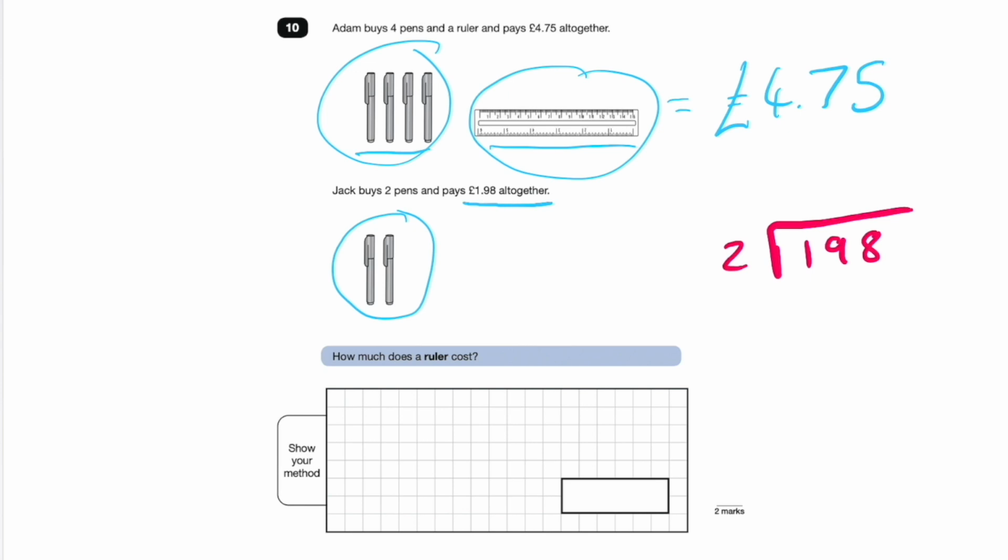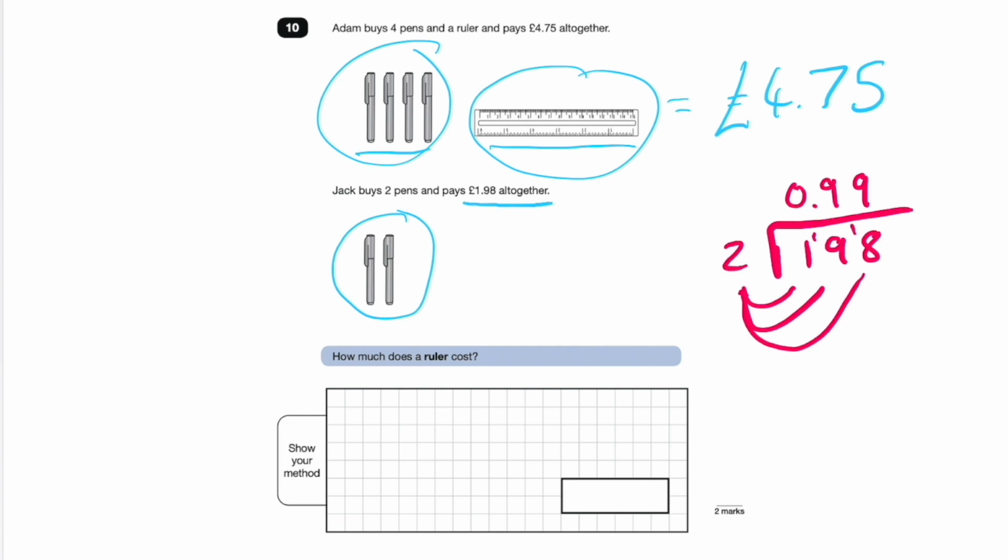So let's do that first. How many 2s are in 1? 0. How many 2s are in 19? 9, with 1 left over. How many 2s are in 18? 9. So each pen costs 99 pence.